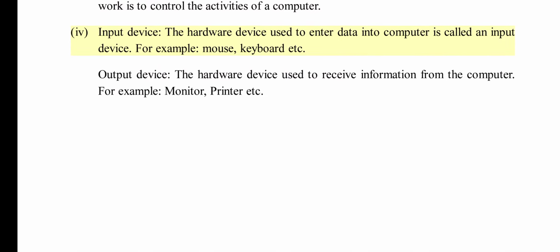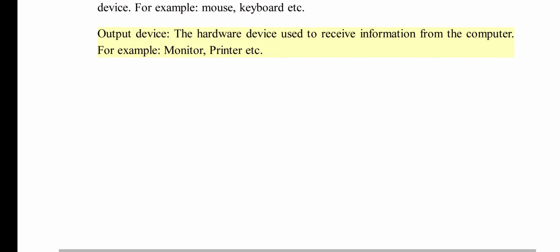Input device: the hardware device used to enter data into computer is called an input device, for example mouse, keyboard, etc. Output device: the hardware device used to receive information from the computer, for example monitor, printer, etc. Lesson 3: Input, output and storage devices. We will learn in this lesson input devices and their types.